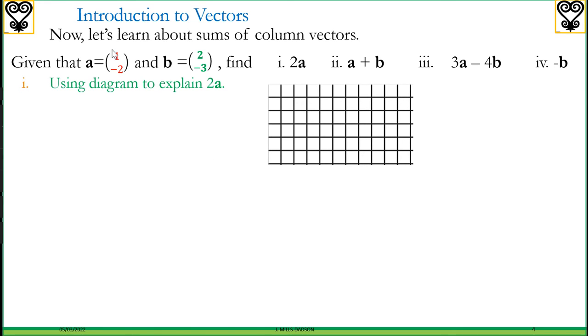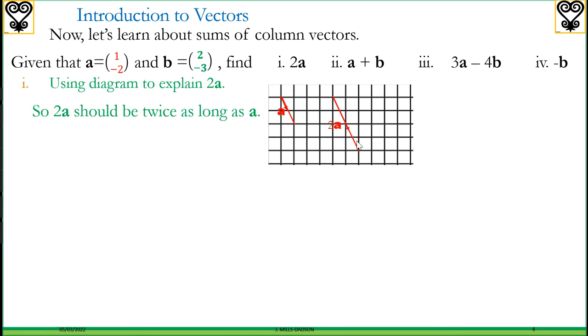First, let's draw the vector for a, 1, -2. So 1 unit right and 2 units down. The red line represents vector A. If you want to draw the vector 2a, it means the length of this vector should be doubled, because 2a means twice a. So we double, and that is 2a.